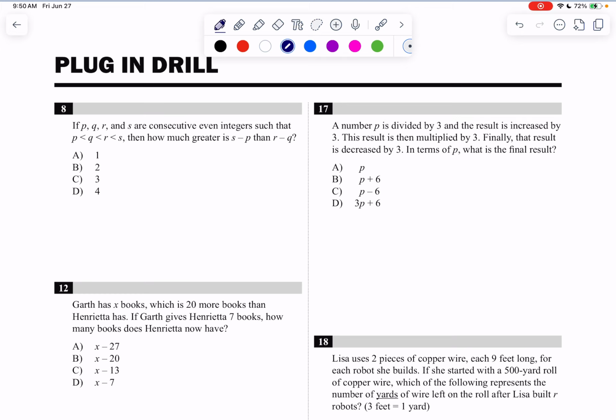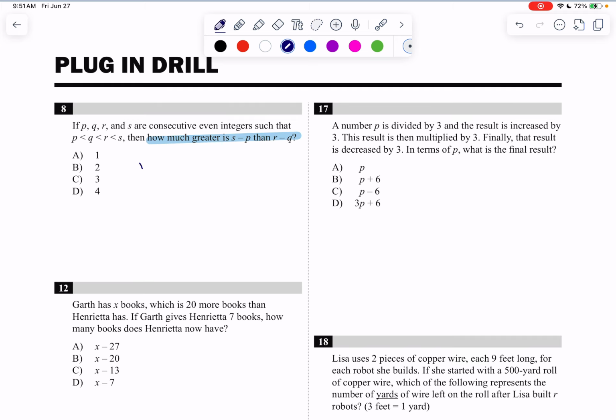If P, Q, R, and S are consecutive even integers such that P is less than Q is less than R is less than S, then how much greater is S minus P than R minus Q? So let's go ahead and right away plug in for our variables. But it's very important to pick numbers that match the restriction of the problem.